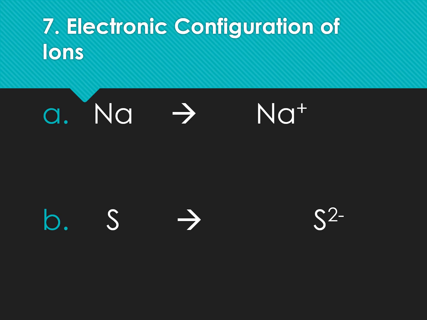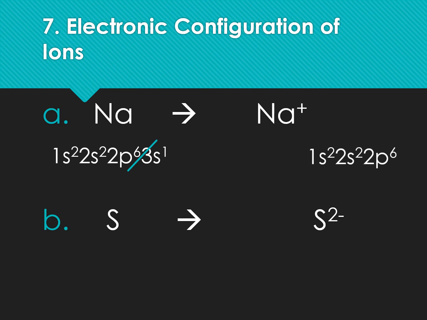Configuration of ions. An ion just means that they're going to gain or lose electrons. That means the number of electrons is going to change, and that means either taking away some of the orbitals or adding some. So sodium is 1s2, 2s2, 2p6, 3s1, and if it becomes a +1, it loses 1 electron. So the 3s goes away, and you're left with the p block of 2p6.